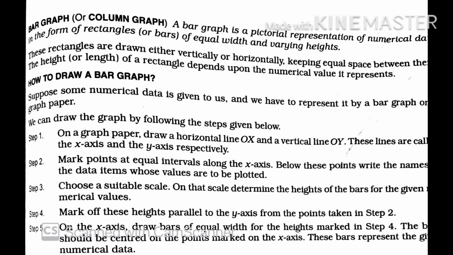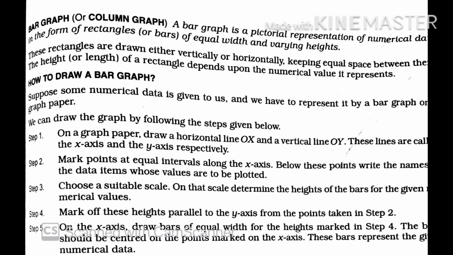Now let us see in detail how to draw a bar graph. Suppose some numerical data is given to us and we have to represent it by a bar graph on a graph paper. Now we can draw the graph by following the steps given below. Step number 1. Please listen to it carefully, okay? On a graph paper, draw a horizontal line OX and vertical line OY. Be careful, I am saying horizontal line OX and vertical line OY. These lines are called the x-axis and y-axis respectively.